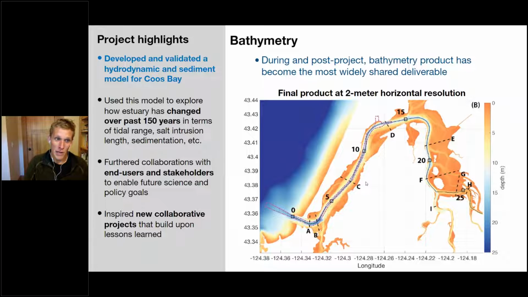We were surprised by how widely it got distributed and how many different groups ended up wanting it. I think we're up to 15 to 20 different groups around Oregon that have asked for it and used it, and it's available online for free. So, you know, sometimes those most mundane things are the most useful.